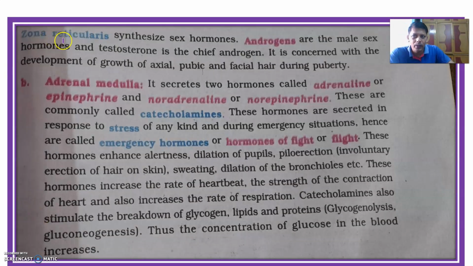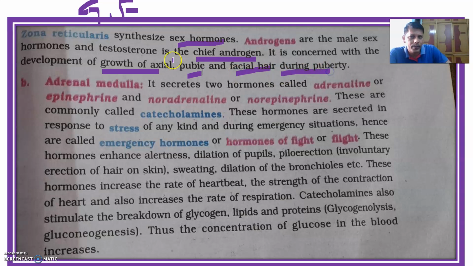Next one is zona reticularis. Zona glomerulosa completed, zona fasciculata completed. Now zona reticularis. Zona reticularis synthesizes sex hormones. Androgens are the male sex hormones. Testosterone is the chief androgen. It is concerned with the development and growth of axial hair, pubic hair, hair on the sex organs, hair in the armpits, and facial hair, development of hair on the face during puberty.